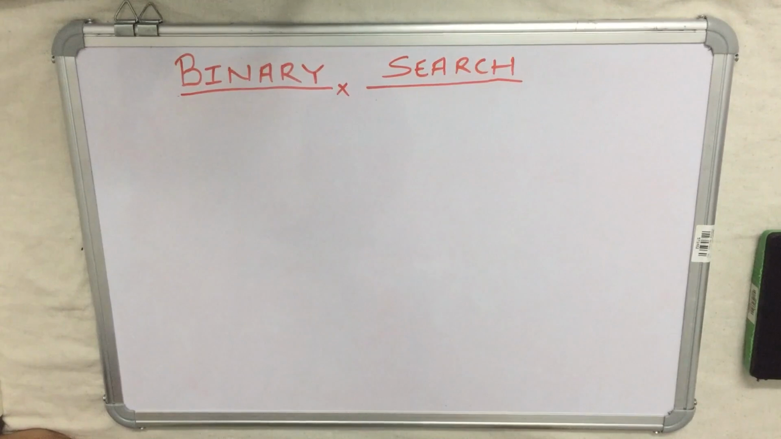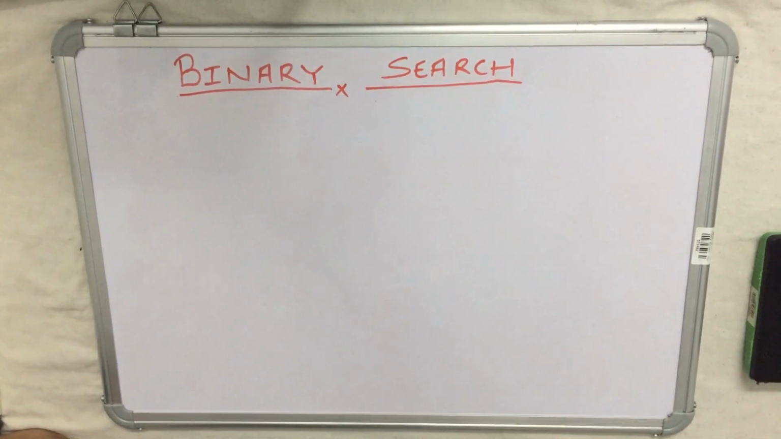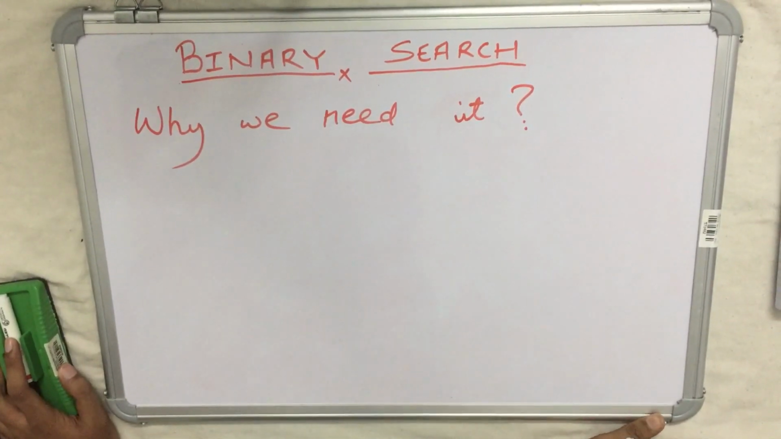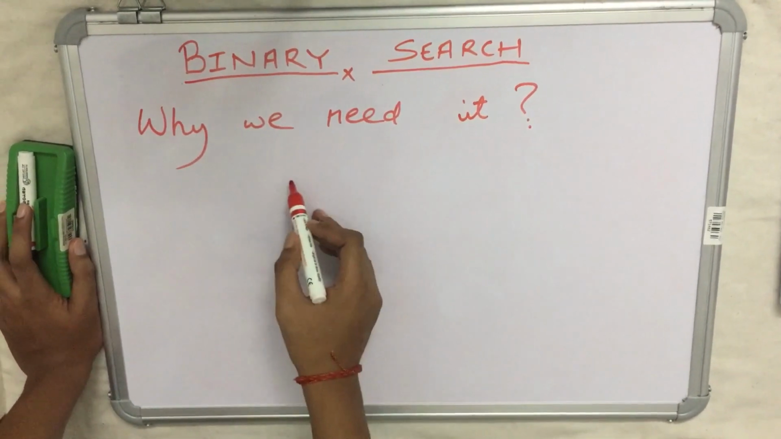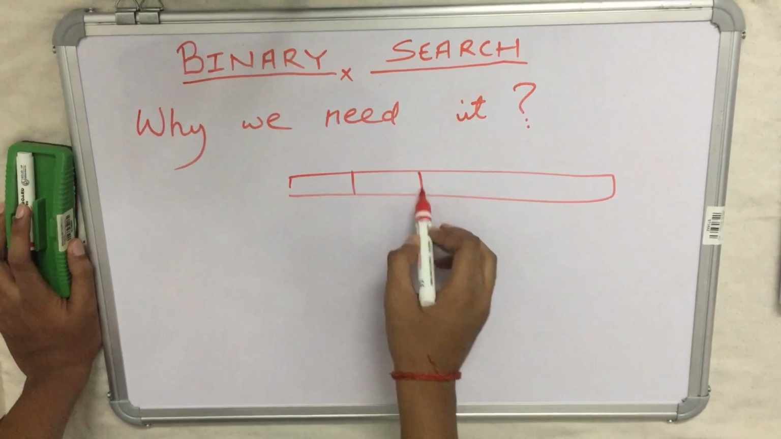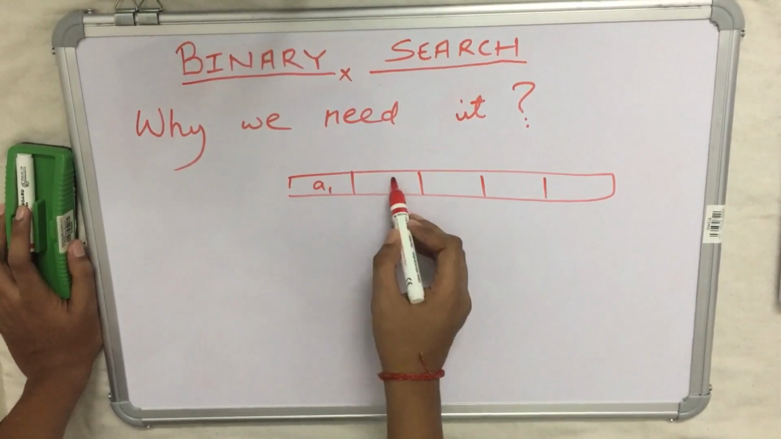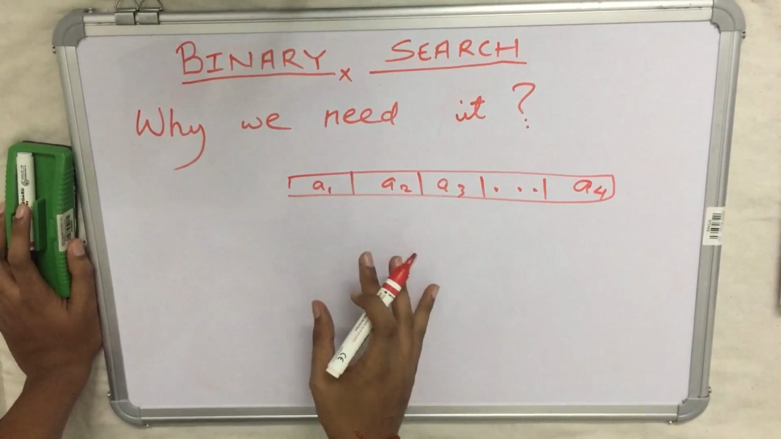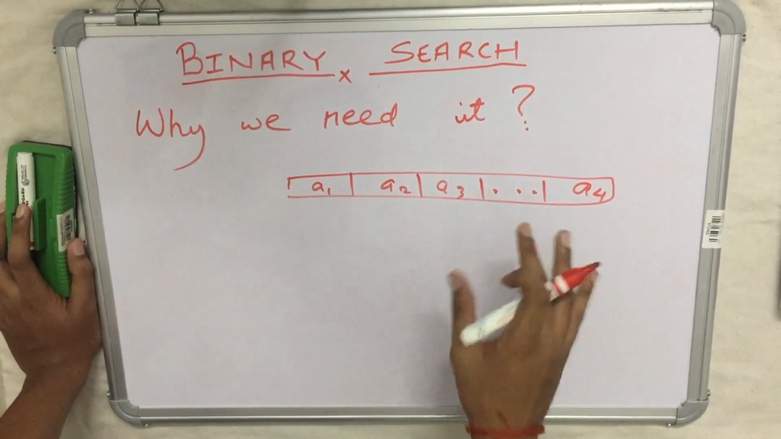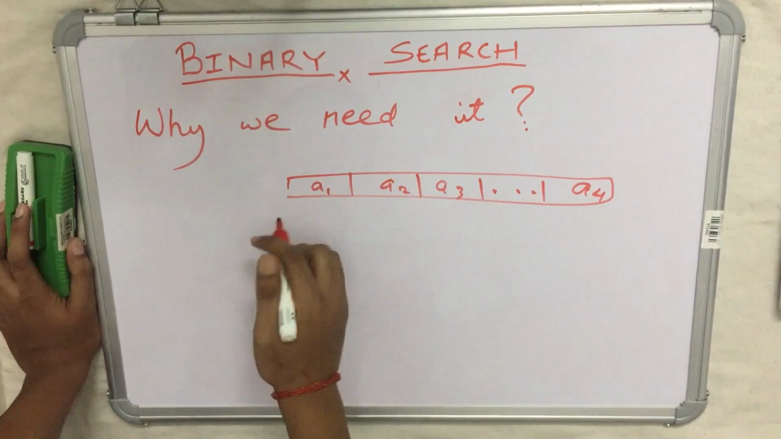First we'll talk about why we need binary search. Before studying binary search, you might be familiar with linear search. What linear search looks like is, you are given an array. Let's suppose this is an array with some elements in it, and you are going to find an element in it. It might be at the last, in the middle, or at the first.